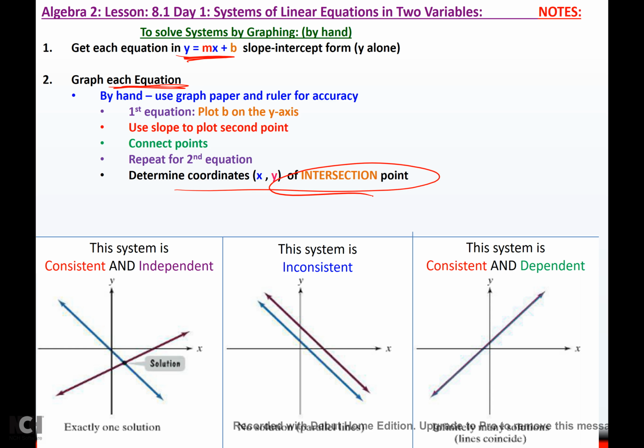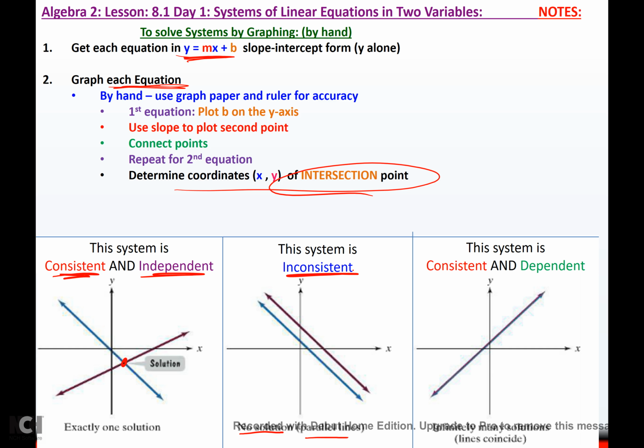Now, three things can happen when you graph two lines in the same coordinate system. One, they can intersect. And if that happens, you have exactly one solution. And we call the system consistent and independent. The second thing that can happen when you graph two lines in the same plane is that they never, ever, ever intersect. If that happens, you have no solution because you have parallel lines. They're never going to cross. And we call that system inconsistent. And the third thing that can happen is they can actually give you the same line but with two different equations.